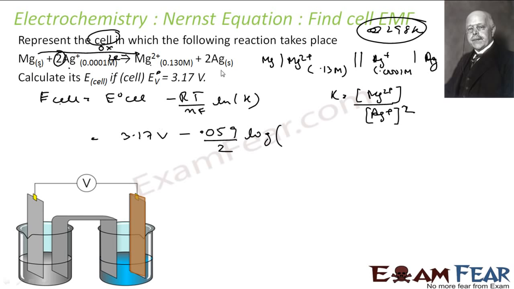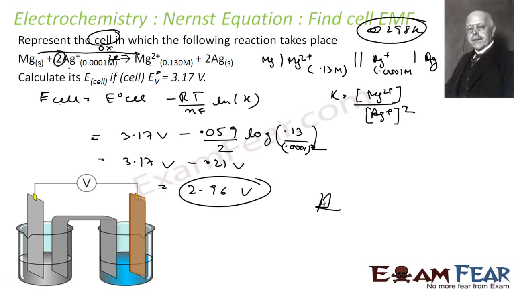So let's put the value here. Mg2 plus is 0.13 by 0.0001 squared. This becomes log, because we have seen the formula E is E naught minus 0.059 by n log K, so we have used that formula here. You solve this: 3.17 V minus 0.21 V, and the answer is 2.96 V. So there is a drop in voltage. The standard voltage is 3.17, but the actual voltage is 2.96 because the concentration is not 1 molar.